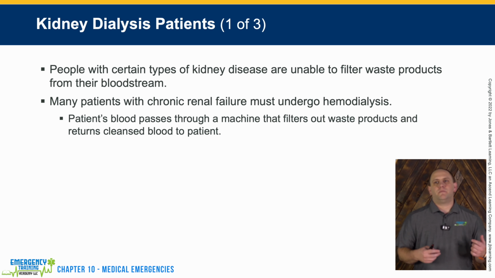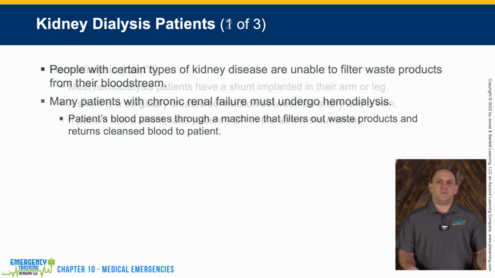Our kidneys filter waste from our body, and sometimes patients who have kidney disease are now unable to filter that waste from the body. So some of these patients with chronic kidney or renal failure need to undergo what's called hemodialysis. This is where the blood is actually taken out of the patient, run through a machine that cleans it out and gets rid of that waste product, and then puts it back into the body.